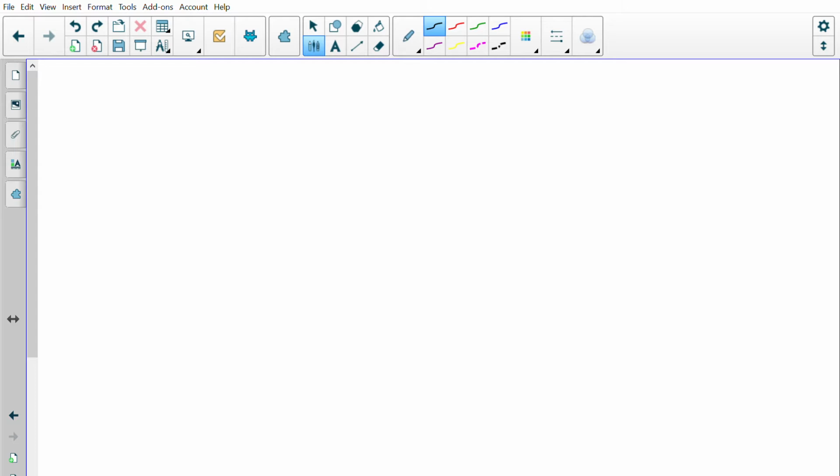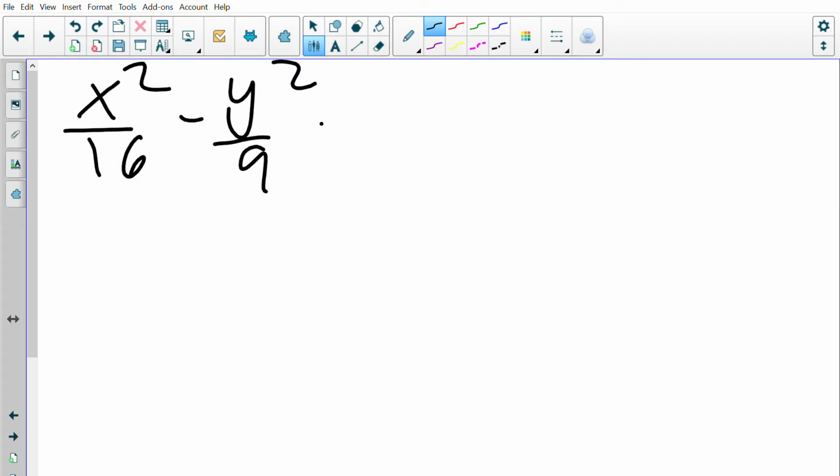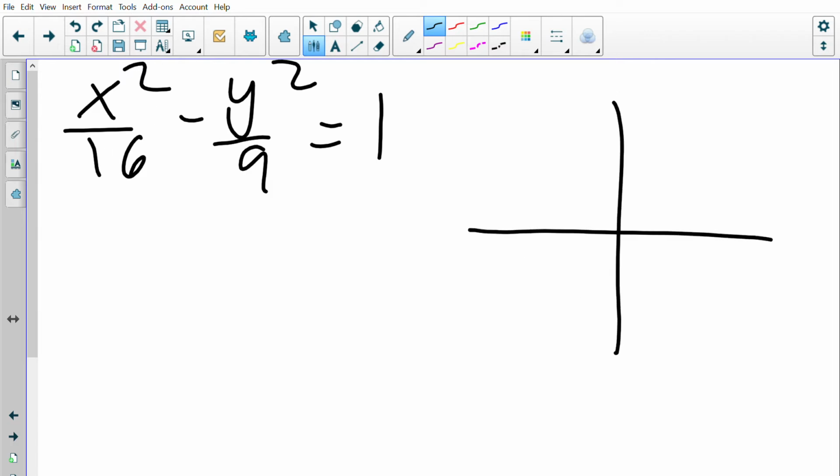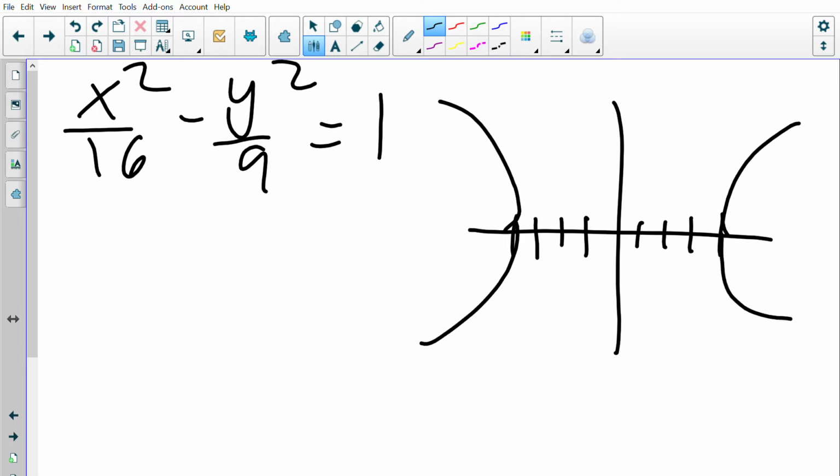So the first one I want to go over is x squared over 16 minus y squared over 9 is equal to 1. Whatever the lead variable is, x or y, is which axis we're going to work with. So this one is x. So we're going to go 1, 2, 3, 4, and 1, 2, 3, 4. We are then going to make a U shape going in opposite directions of each other.